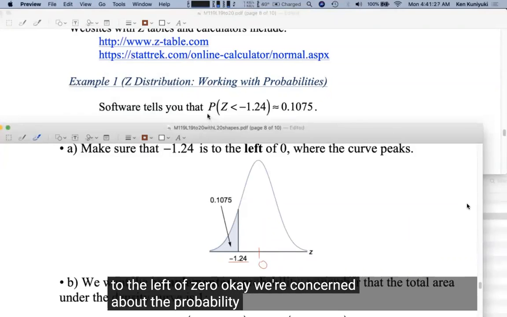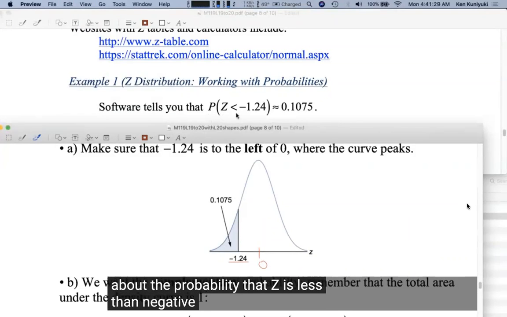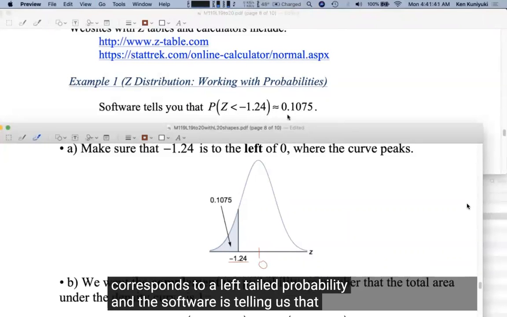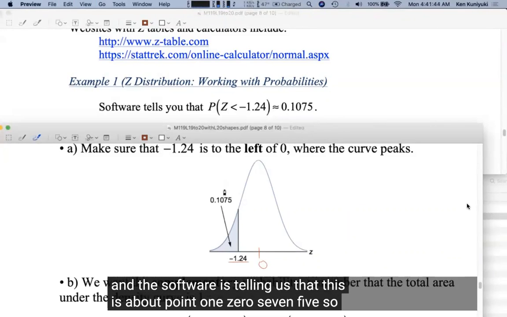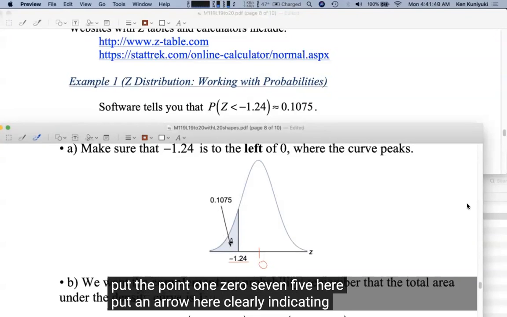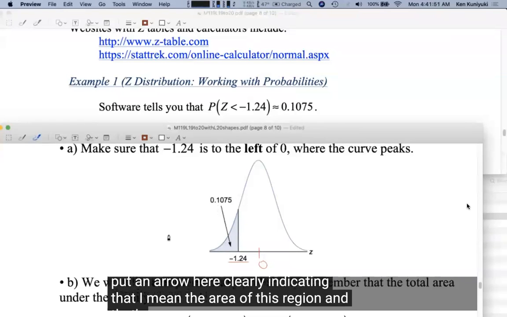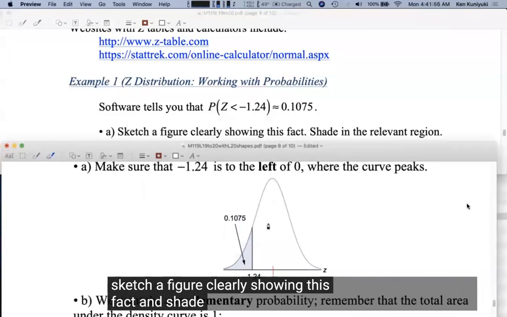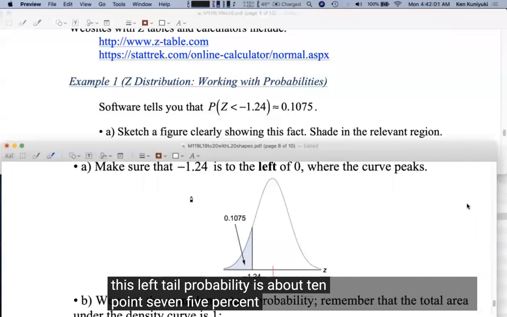We're concerned about the probability that z is less than negative 1.24. This means that we're concerned about this area to the left of negative 1.24, because this corresponds to a left-tailed probability. And the software is telling us that this is about 0.1075. So I put the 0.1075 here, put an arrow here clearly indicating that I mean the area of this region, and that's that. We've answered part A, sketch a figure clearly showing this fact, and shade in the relevant region. This left-tail probability is about 10.75%.